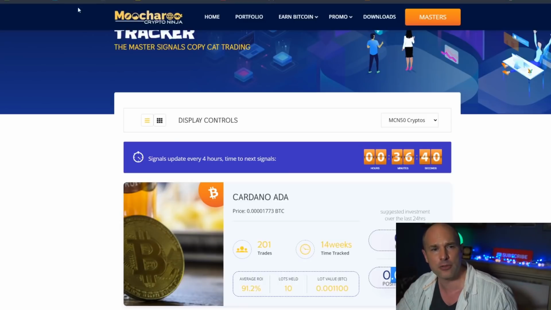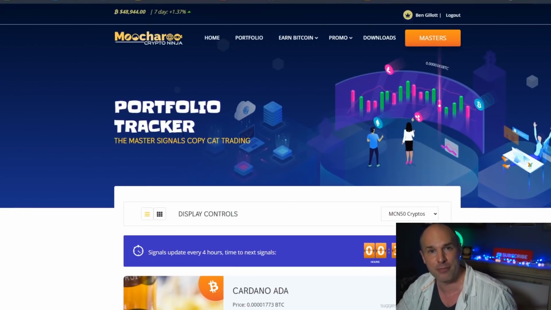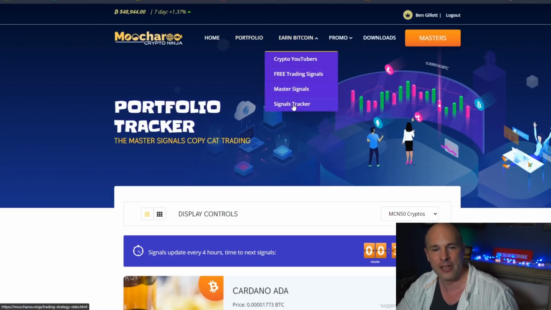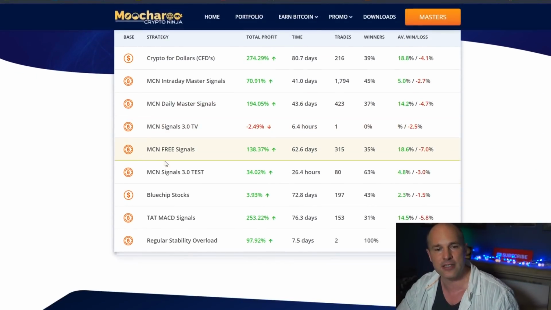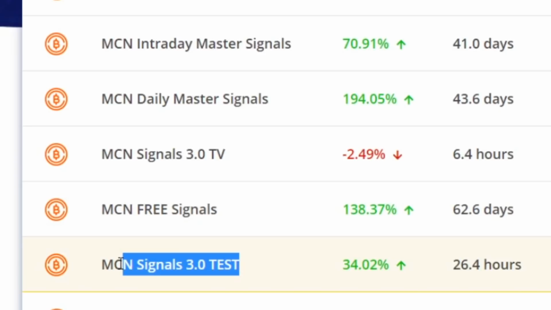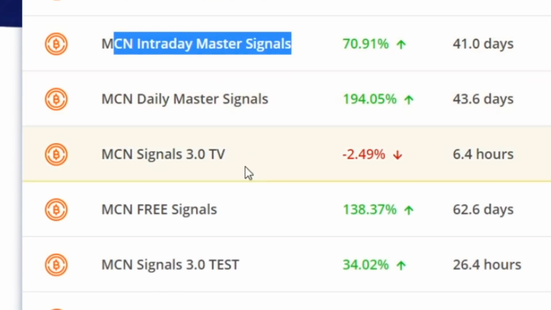What I can do to prove that to you right now, if you don't believe me and think I'm trying to hold something back from you, which I can assure you I'm not: if we go back to the signals tracker, we're actually tracking now the part 3. So this is signals 3.0, and we just started tracking this yesterday. And this here, where it says test, you can come here to the website and check on this every day for yourself. We are going to be upgrading this very soon. So this signals 3.0 test will soon replace the intraday Master Signals, because it's a much better strategy that we've been testing there over on TradingView.